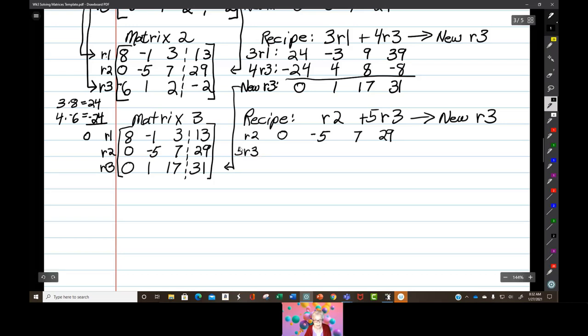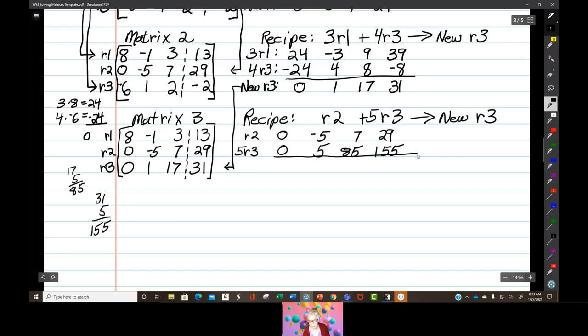And row three, five times row three. Five times zero is zero. Five times one is five. Five times 17 is 85. I hate big numbers. And five times 31 is even bigger. That's going to be 155. Is that true? 31 times 5. 5 times 1 is 5. 5 times 3 is 15. Yes, 155.